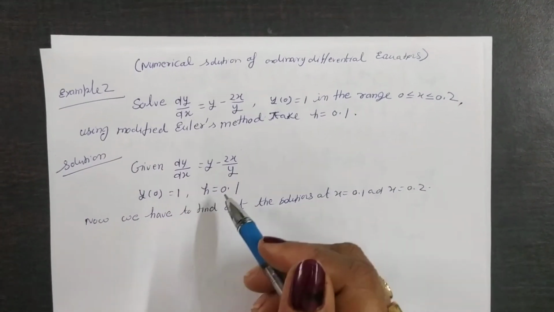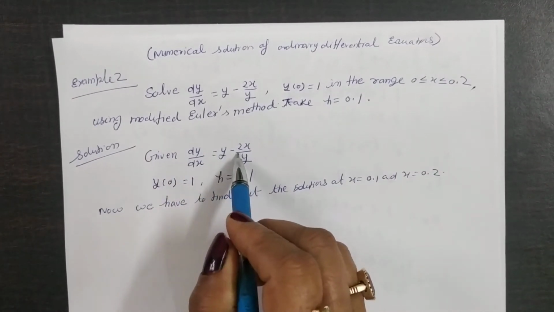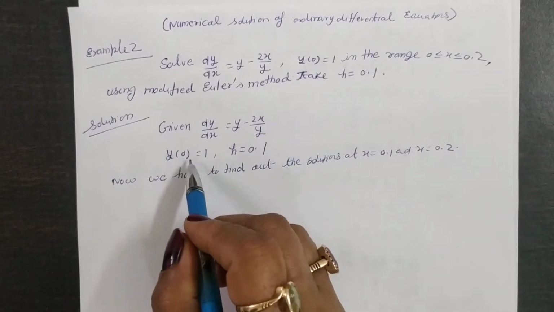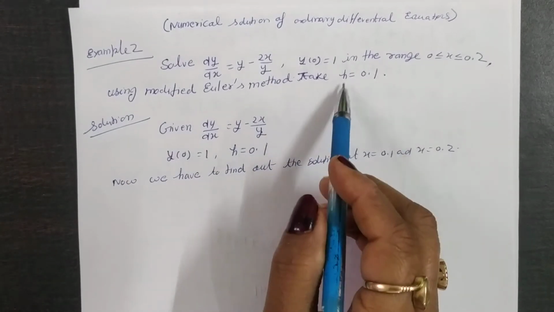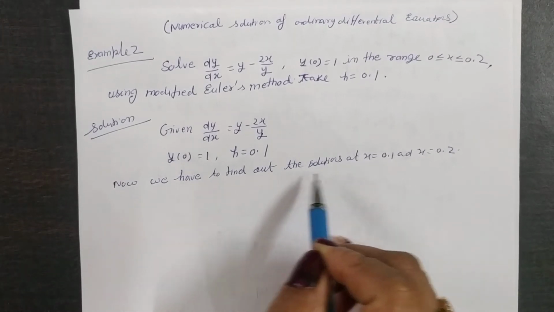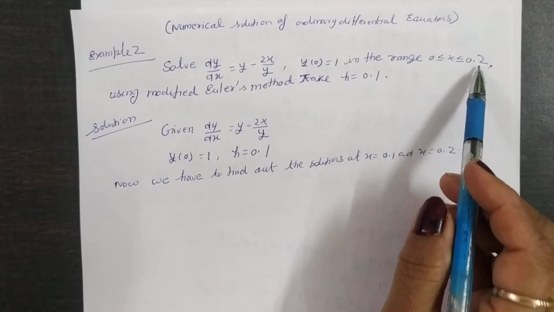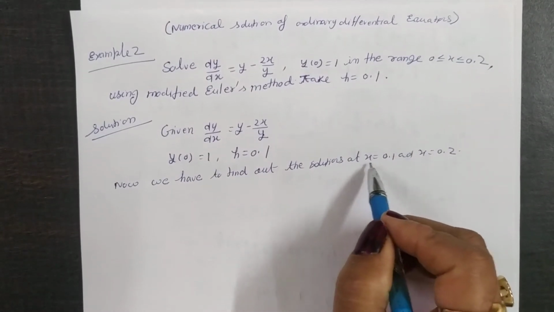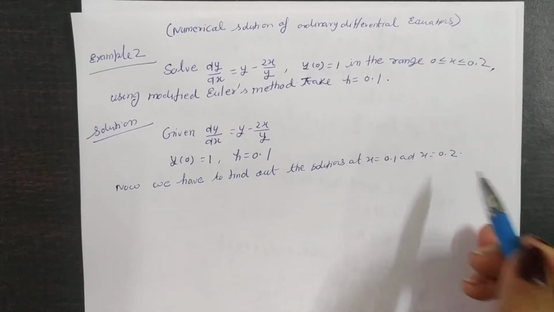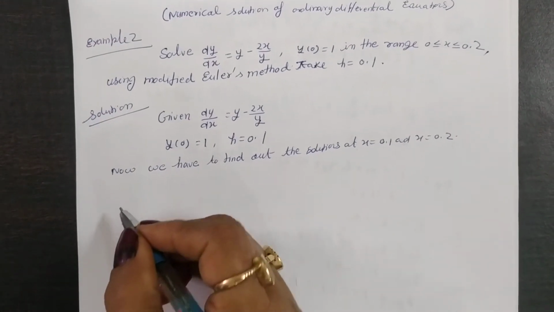Now the solution of this is defined as follows. In this problem, dy by dx is (y minus 2x) by y. At the point x0, y0 is given as 1 and h is given as 0.1. Now we have to find the solutions for 0 less than or equal to x less than or equal to 0.2. So we have to find the solution at the points x is 0.1 and x is 0.2. Students, clear? Now we use the modified Euler's method.